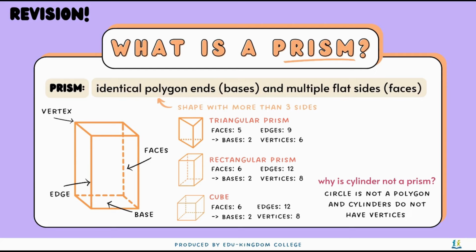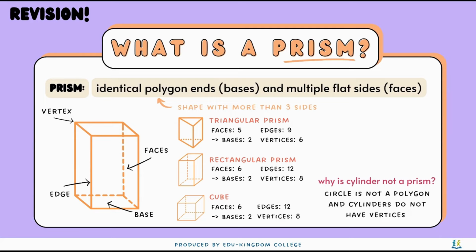Therefore, a triangular prism has a triangular base with 5 faces, 2 of them being the base, 9 edges, 3 on the top, 3 in the middle, and 3 at the bottom, and 6 corners, 6 vertices. A rectangular prism has a rectangle or square base, and it has 6 faces with 2 of them being the base, and 12 edges, 4 on top, 4 in the center, and 4 on the bottom, and then 8 corners. A cube has all 6 faces being a square, 2 bases, 12 edges, and 8 vertices.